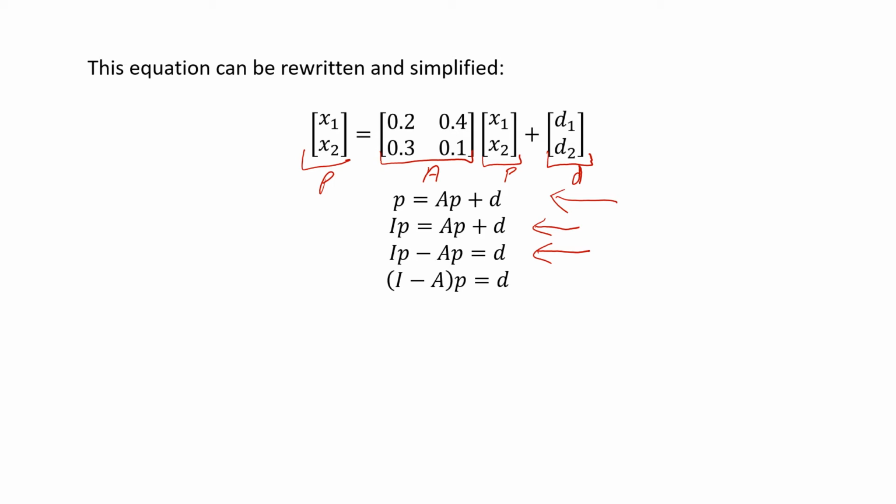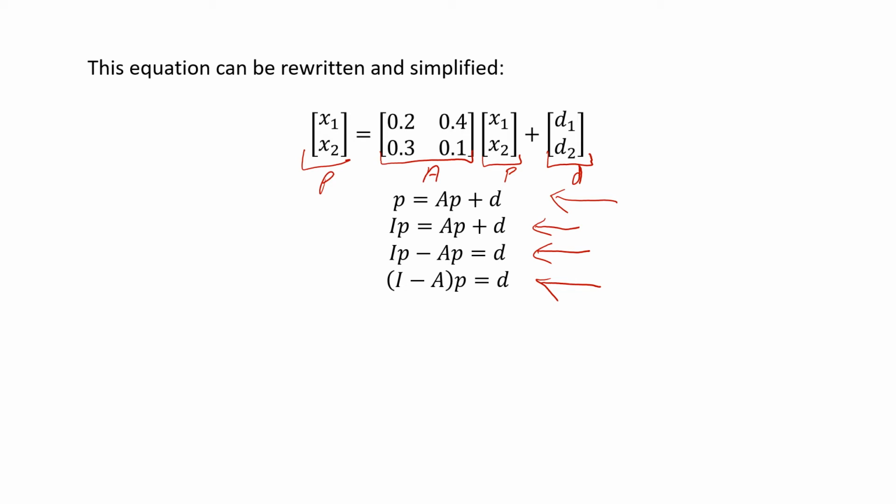Now by the properties of matrix vector multiplication, we can gather up those terms on the left side, and we get I minus A, which is just a matrix, times P equals D. So now we have a system of linear equations and a matrix representation of it, like we've been doing in the course up to this point. We have a matrix times a vector equals another vector, and we know how to solve that.